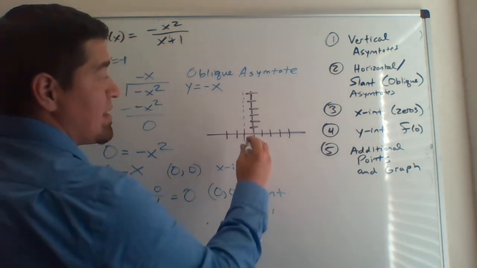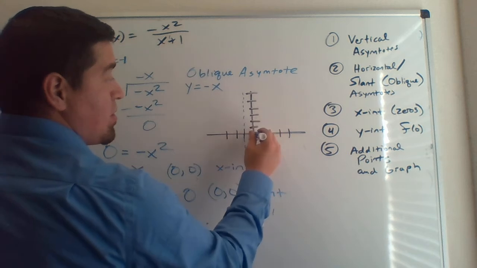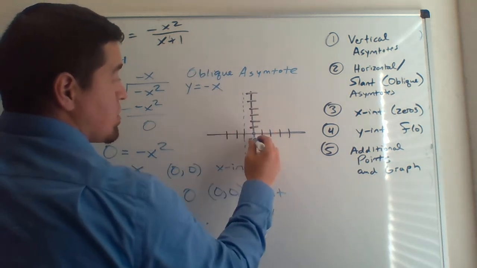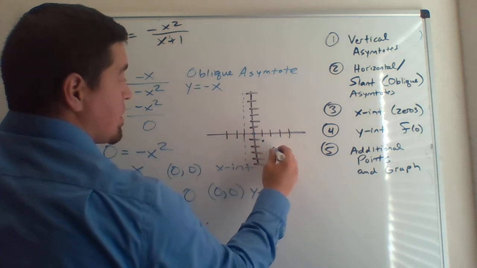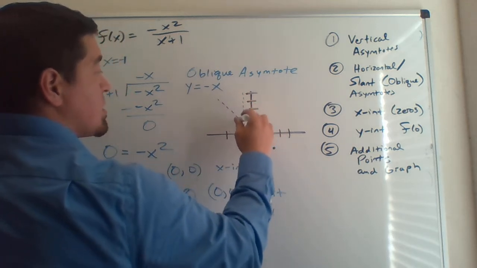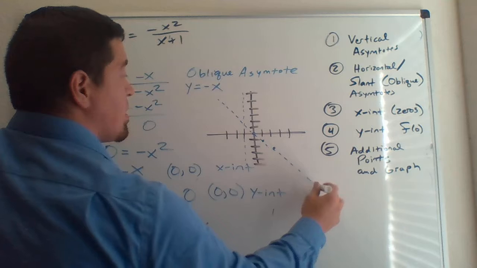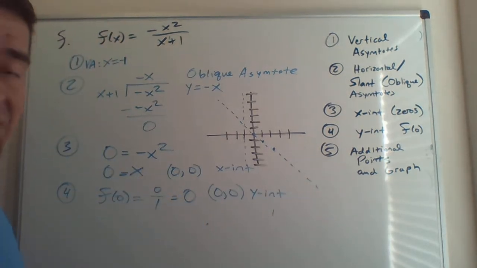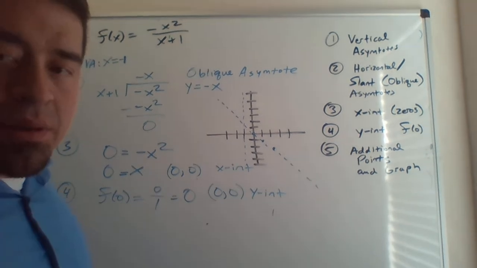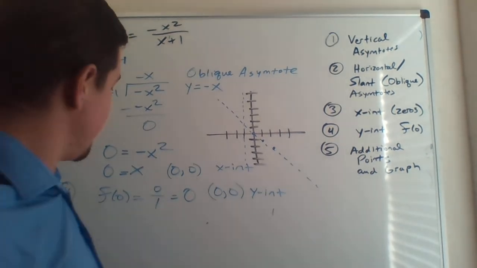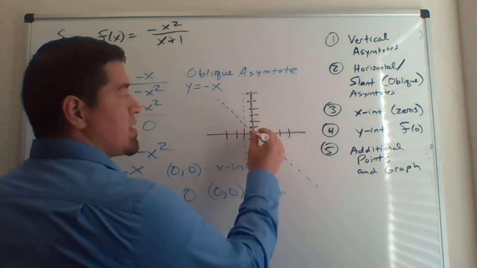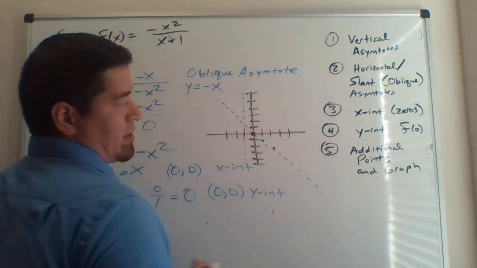We have an oblique or slant asymptote at y equals negative x. So that means the y-intercept is 0. I'm going to graph this, and that has a slope of negative 1. So I'm going to go down 1, right 1, down 1, right 1. And there is my oblique asymptote, and my graph should be guided by these two asymptotes. Okay, so from here I know that I have an x-intercept at 0, 0, which also happens to be the y-intercept. So I'm going to put a point there.